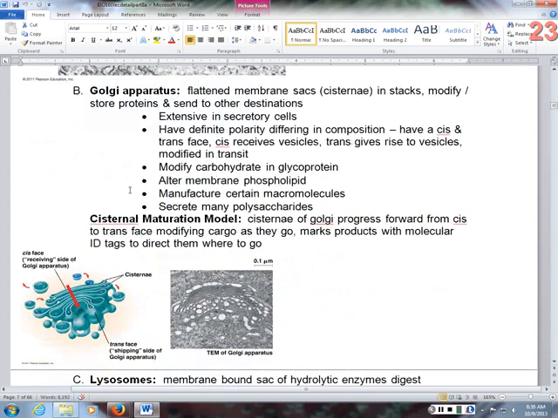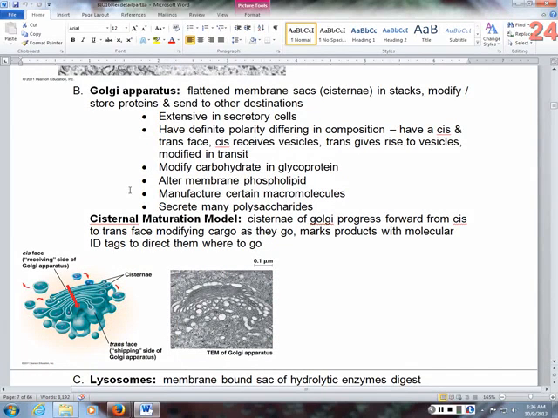So the Golgi apparatus is a series of flattened membrane sacs, and they call the sac cisternae. What it tends to look like is a stack of pancakes in most illustrations of cells. And what it's going to help to do is modify and store proteins and get them ready to send to other destinations.